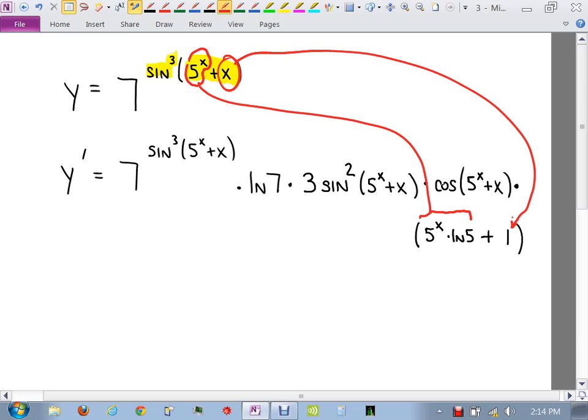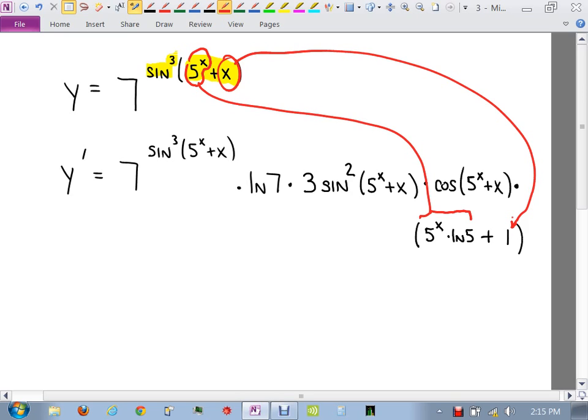So the derivative of 7 raised to the sine cubed of 5 to the x plus x is 7 raised to the sine cubed 5 to the x plus x times natural log 7 times 3 sine squared 5 to the x plus x times cosine of 5 to the x plus x times 5 to the x times natural log 5 plus 1. That's big time chain rule right there, right?